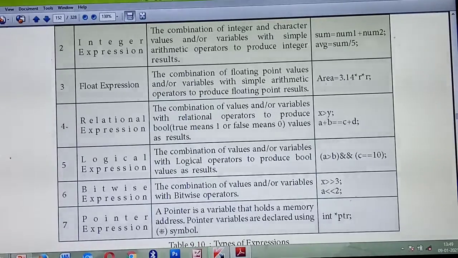Constant means it will only give constant values. Integer means a combination of integer values and variables with operators. Float means float values along with variables and operators. Relational means relational operators, that is less than, greater than, and it will also return Boolean values as the output. Logical means logical operators AND, OR, NOT. It will also give a Boolean value as output. Bitwise means it will shift bits left or right. Pointer means it will display the memory address of the particular variable. Understood? Okay.